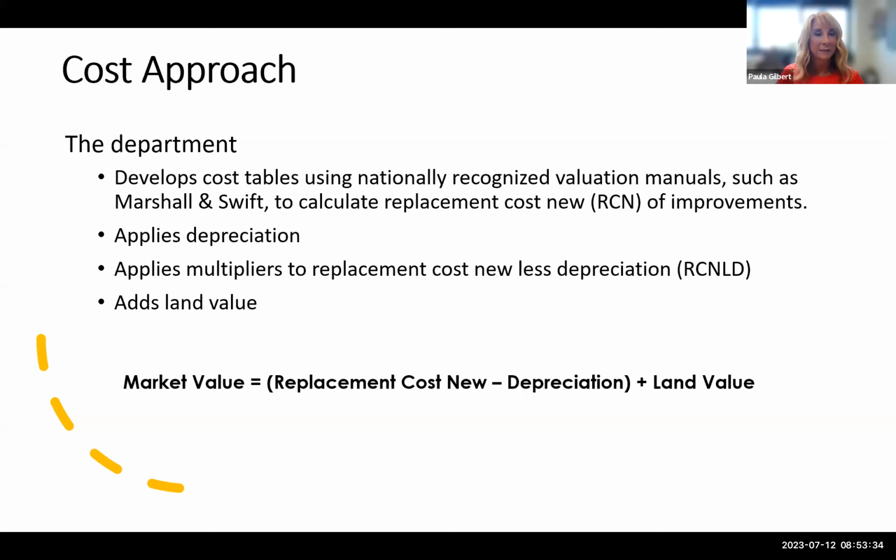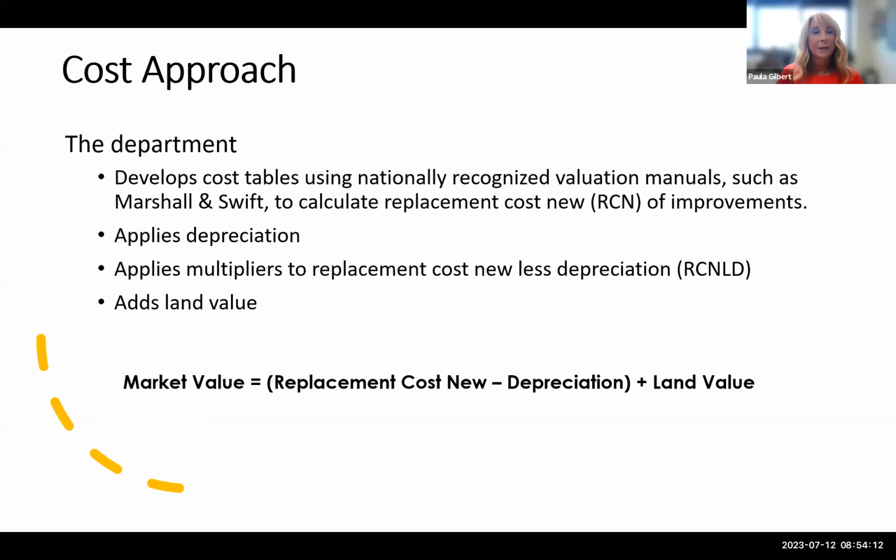The department develops cost tables using nationally recognized valuation manuals such as Marshall and Swift and RS Means to calculate the replacement cost new of improvements. We then apply depreciation and in some cases apply multipliers to replacement cost new less depreciation. We then add the land value to arrive at a complete market value. The department not only develops the cost tables, we also develop the depreciation tables, and those are updated every tax cycle.